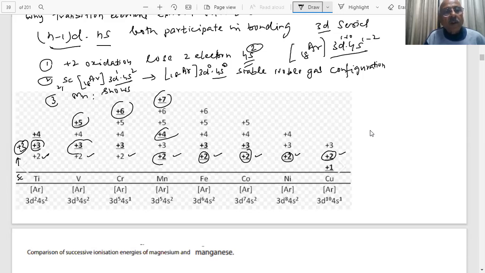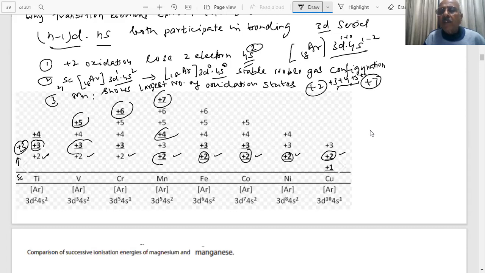Manganese shows the largest number of oxidation states, ranging from +2 to +7. You have +3, +4, +5, +6, and +7 for manganese. For iron, +2 and +3 are well known, but they are not that stable. And as you go further, the tendency to show higher oxidation states decreases.